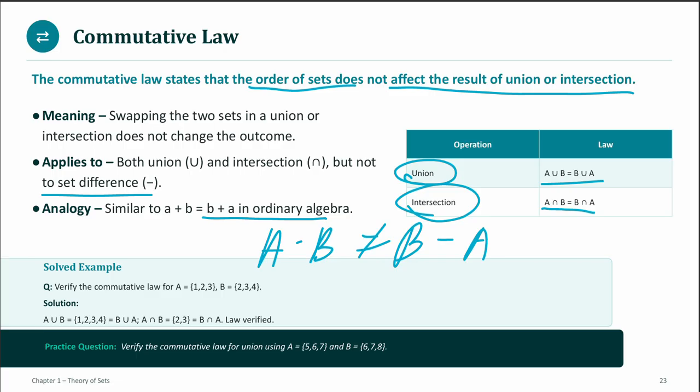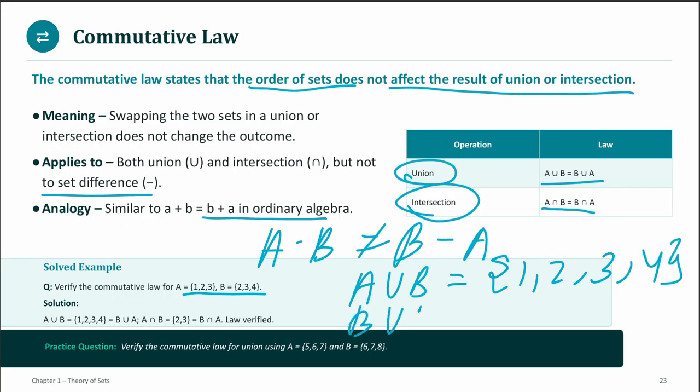Now verify the commutative law for A is equal to 1, 2, 3 and B is equal to 2, 3, 4. So let us verify it. First of all, I'm going to do A union B. In order to do A union B, I have to take all of the elements of A and B. So 1, 2, 3, 4 are going to be my elements. Now if I do B union A, it is going to be the same, 1, 2, 3, 4. So they are equal. Similarly, you could do the intersection also. 2 and 3 are going to remain common when you do A intersection B or B intersection A. Hence, the law is verified.